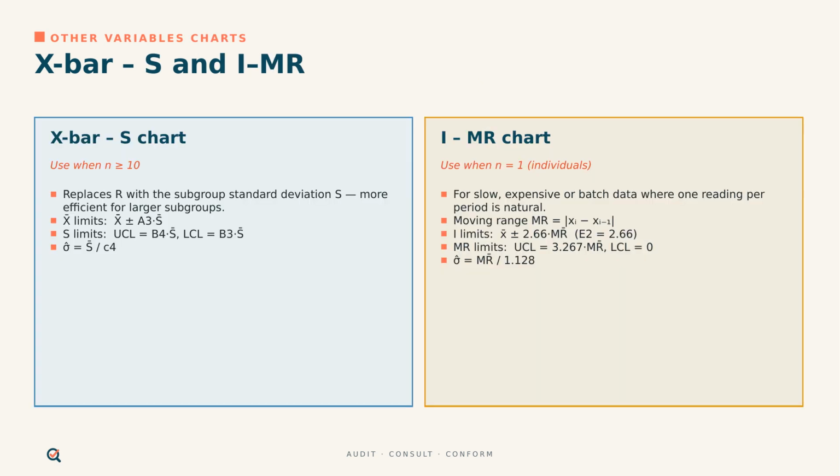2 more variables charts round out the set. The X-bar and S chart is used when your subgroups are 10 or more. It replaces the range with the subgroup standard deviation, which is a more efficient measure of spread once samples get large. And the IMR, or individuals and moving range chart, is for when you only get one reading at a time, slow, expensive, or batch processes where a single measurement per period is natural. Instead of a range within a subgroup, it uses the moving range, the absolute difference between one reading and the next. The maths differs slightly, but the logic is identical. Spread chart first, then the individuals chart.